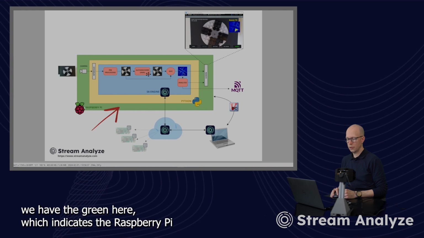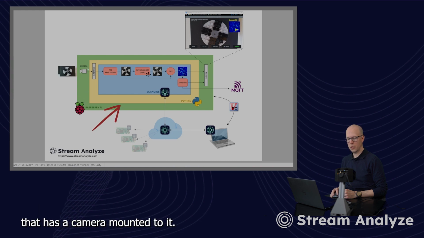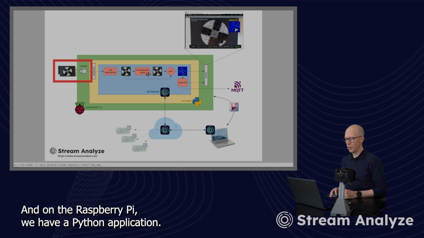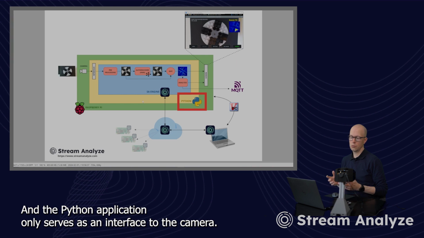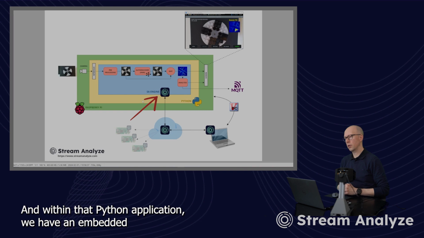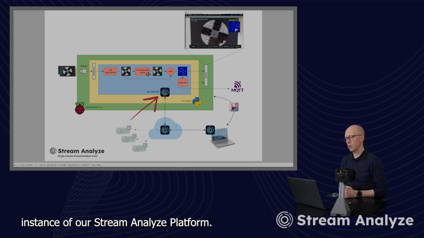We have the green here, which indicates a Raspberry Pi that has a camera mounted to it. And on the Raspberry Pi, we have a Python application, and the Python application only serves as an interface to the camera. And within the Python application, we have an embedded instance of our Stream Analyze platform.